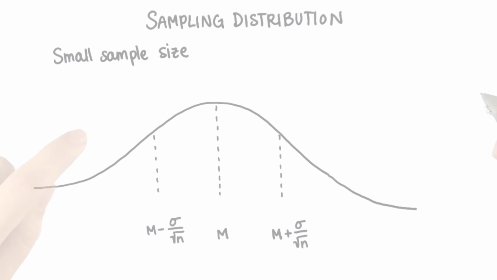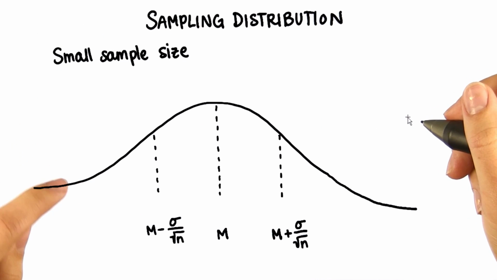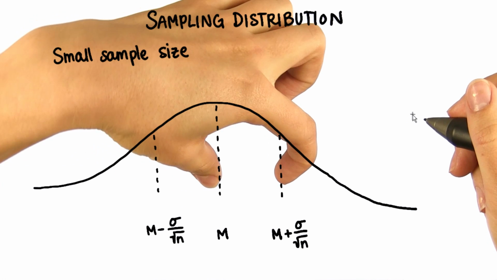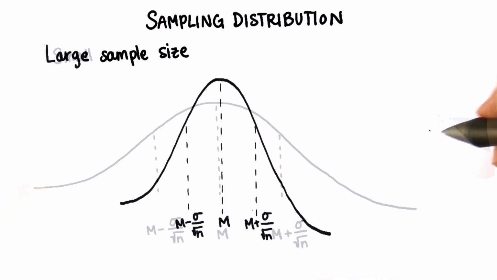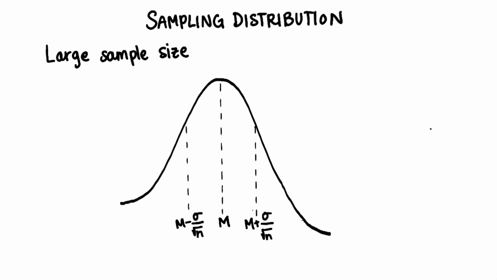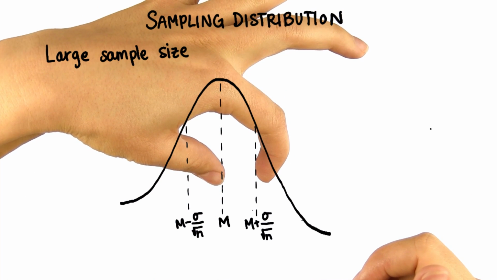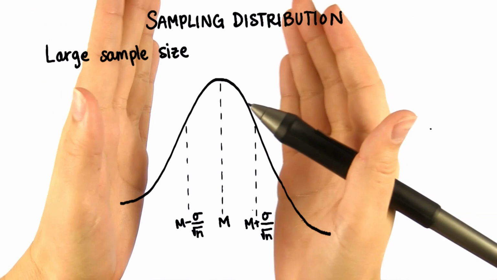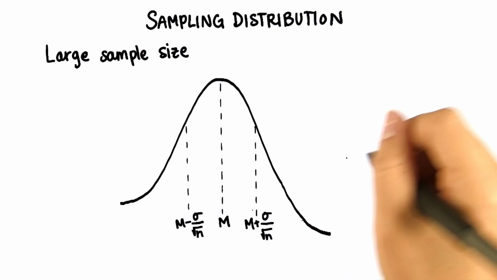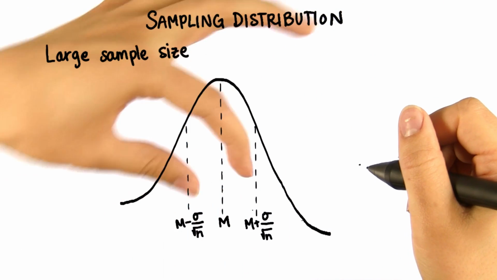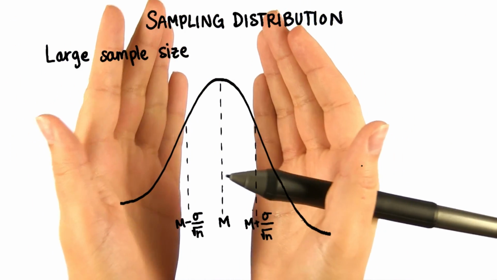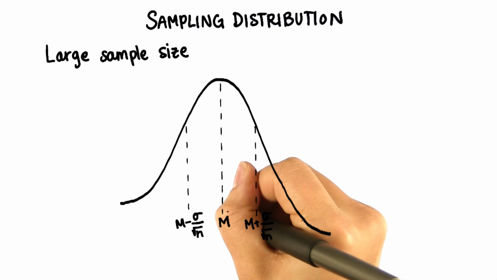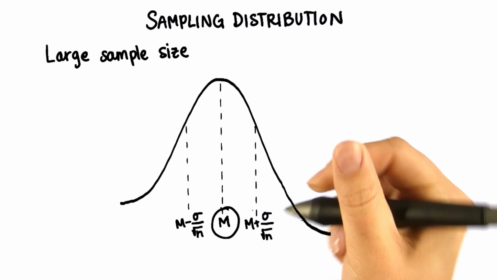It gets skinnier. When the sample size is small, the standard error is large, and the sampling distribution is more spread out. When the sample size is large, the standard error is smaller, and the sampling distribution is narrower. So you see that as n increases, we have a smaller standard error, and we have a smaller interval in which we're pretty sure that the population mean lies.